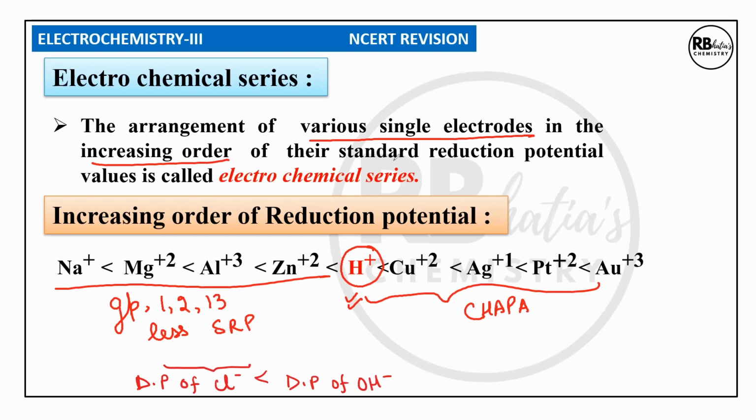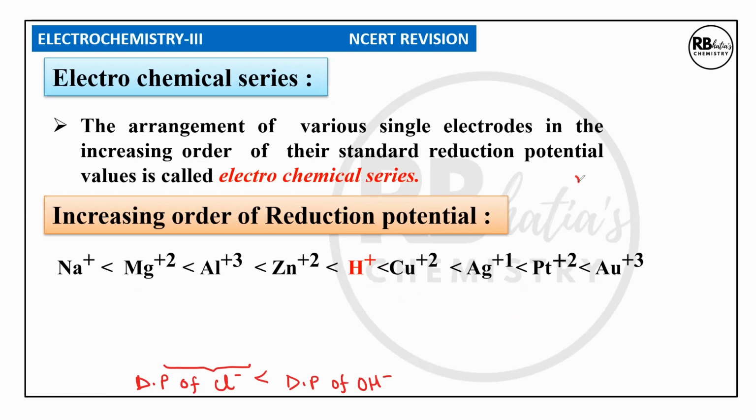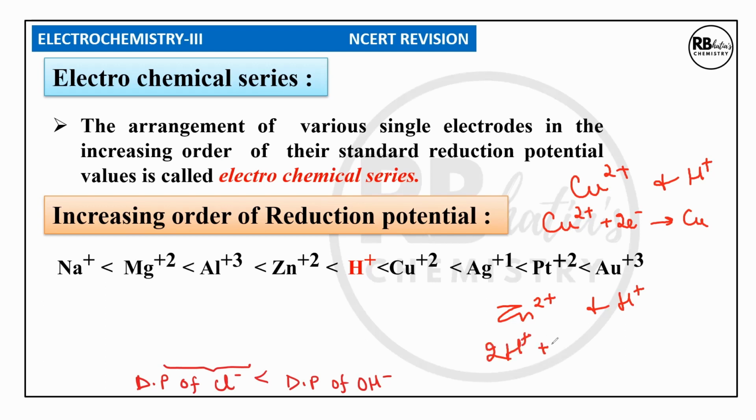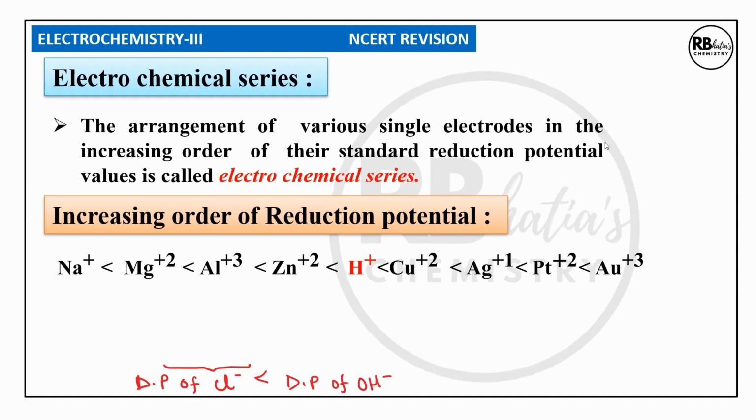So hydrogen does not get preferentially reduced over them, which means if we have a comparison between copper ion and H plus ion, then copper ion will get preferentially reduced at cathode. But if we have a comparison of zinc ion and H plus ion, then H plus ion will preferentially get reduced to liberate hydrogen gas at cathode. This is what we mean by these points.